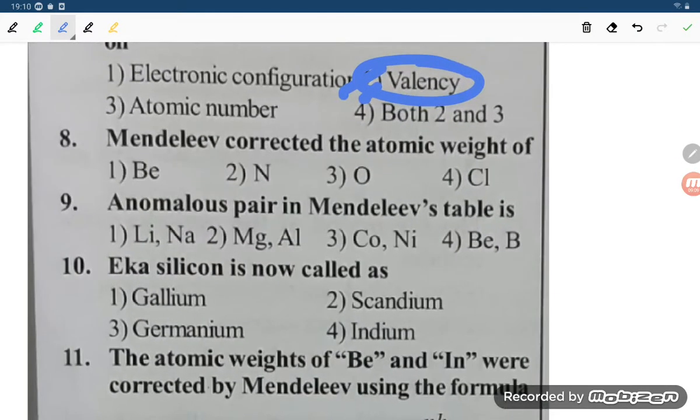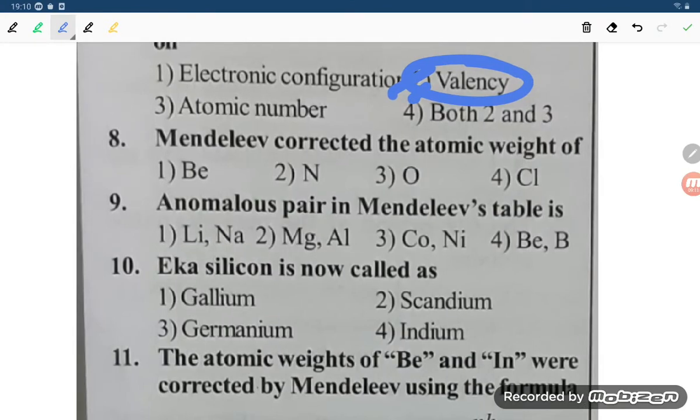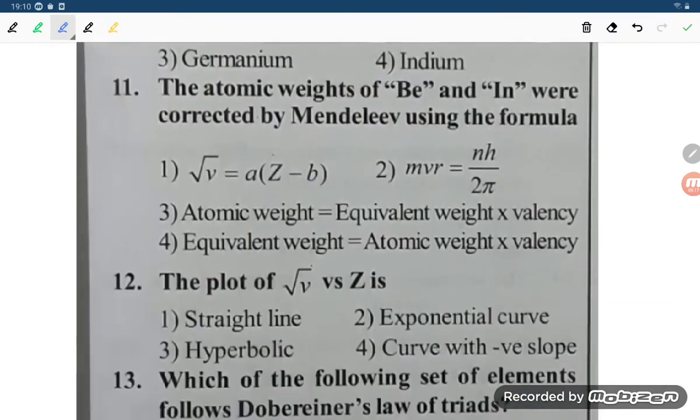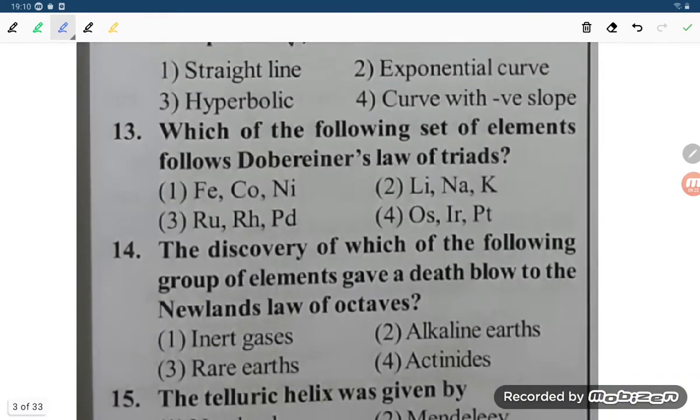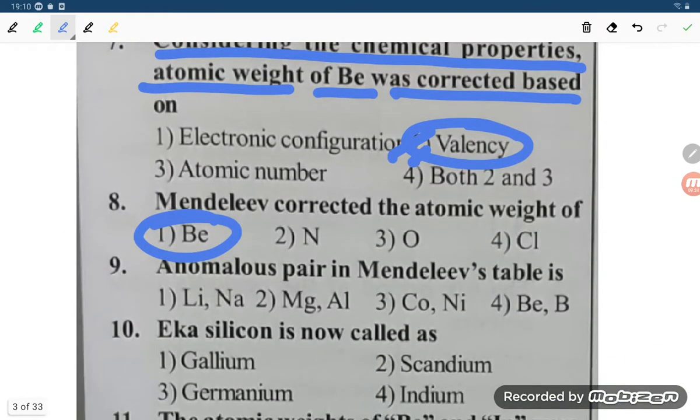Question number 8, student. Mendeleev corrected the atomic weight of which element? Beryllium. I already wrote, student, which elements had their atomic weight corrected: beryllium, indium, osmium. So option number 1 is correct.